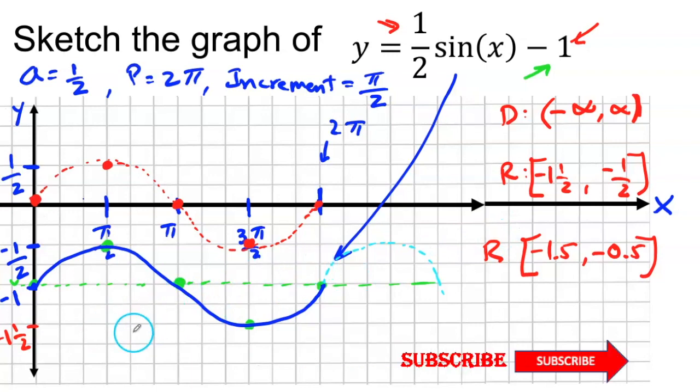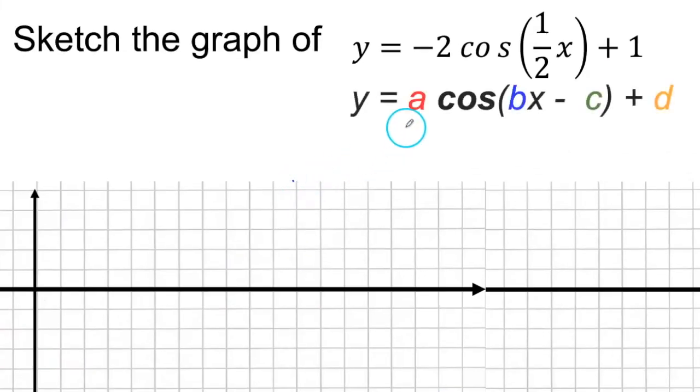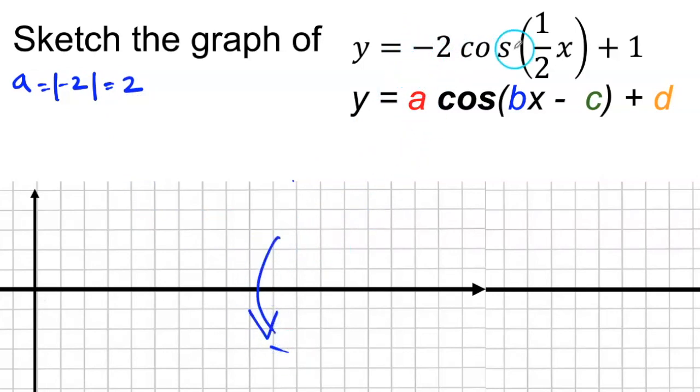Let's do another one with cosine. Let's bring our general equation. My amplitude is negative 2, or the absolute value of negative 2, right? Which is going to be positive 2. But because it has a negative, that means this is a reflection over the x-axis. So it's going to be reflected down. Okay, my frequency is 1/2 in this case.